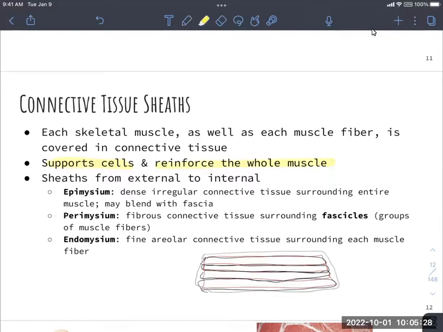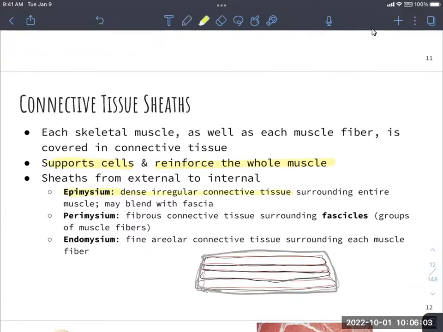So there's different names for the different layers. Of course, just like in bone, we had different names for different layers. Muscles are the same way. We have what is called an epimysium. That is our dense irregular connective tissue, and that goes around that entire muscle. That is what I just drew in gray here. This is that epimysium. It's going around that entire muscle.